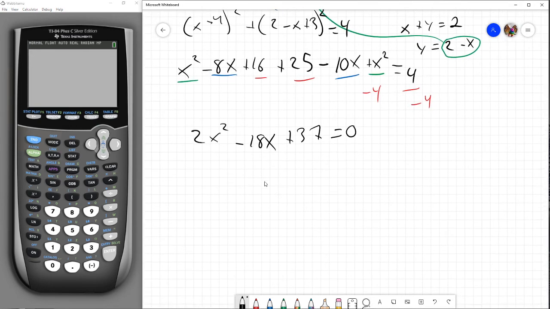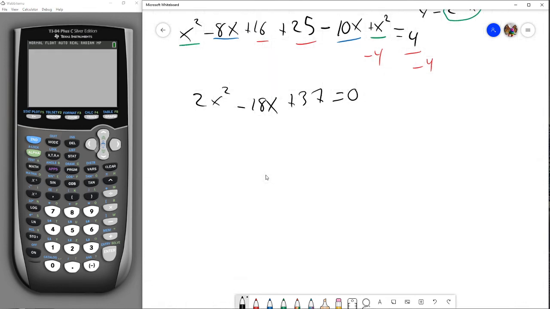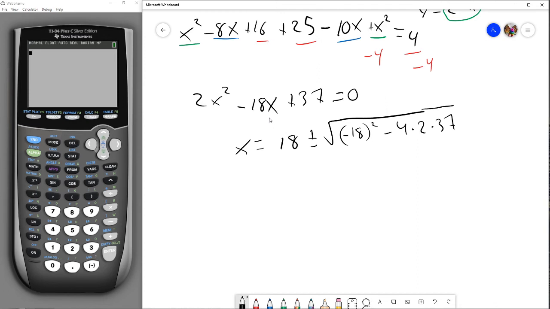Alright. So with this one, I am going to use the quadratic formula again. So x is going to equal negative b, so the negative of negative 18, that's going to give you positive 18 plus or minus the square root of negative 18 quantity squared minus 4 times 2 times 37, and all that is going to be divided by, we should make sure we're not going over to the other side, 2 times 2, or 2a.